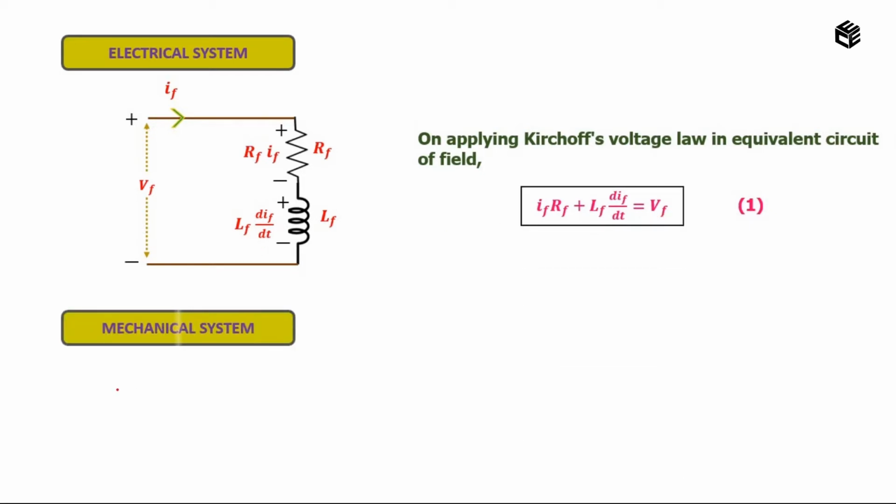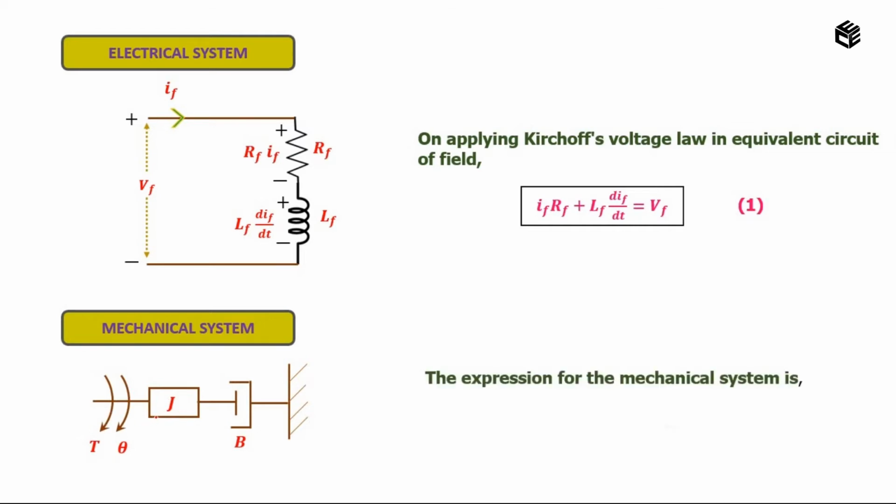Now I am going to consider my mechanical part. So the mechanical part consists of torque, theta, J and B. Correct. So I am going to apply the torque equations with the help of Newton's second law. I will get the expression as J into d square theta by dt square plus B into d theta by dt is equal to T. I am going to consider this as equation number 2.